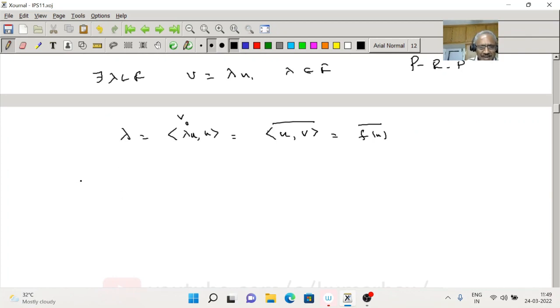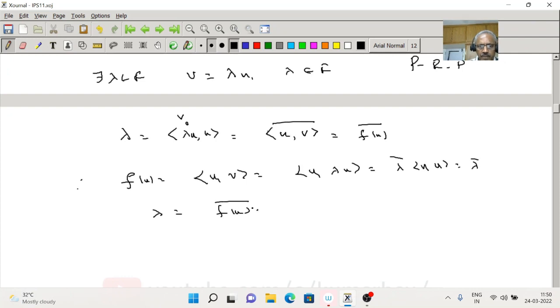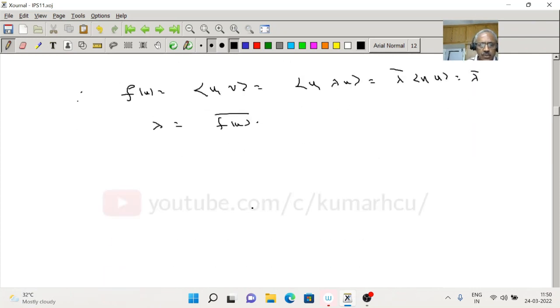Okay, I want to find lambda. Therefore, in particular, F of U must be equal to the inner product of U with V, but that is U with lambda U, but that's lambda bar times the inner product of U with U, which is lambda bar. Therefore, I found out what lambda is. Lambda is F of U bar, right? So, therefore, let V equal F of U bar times U. Now we want to say this V does the job.